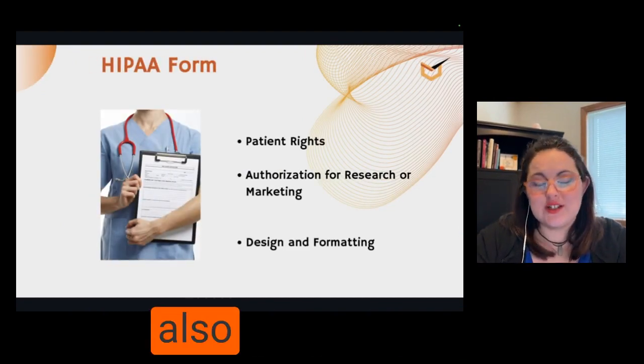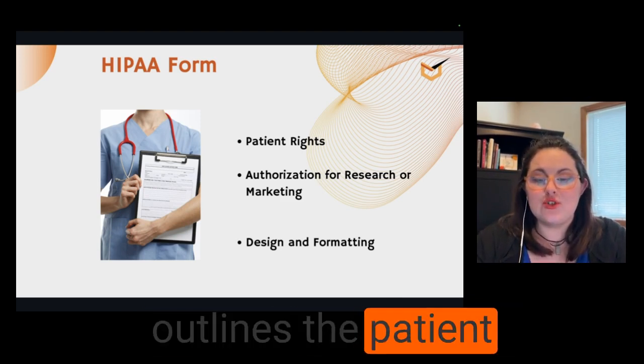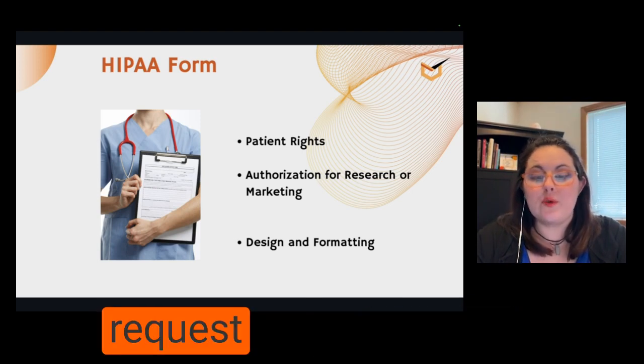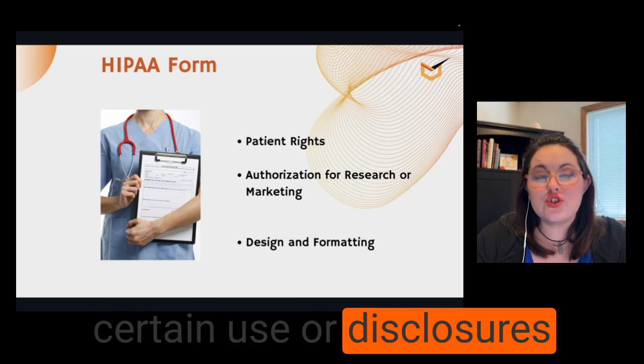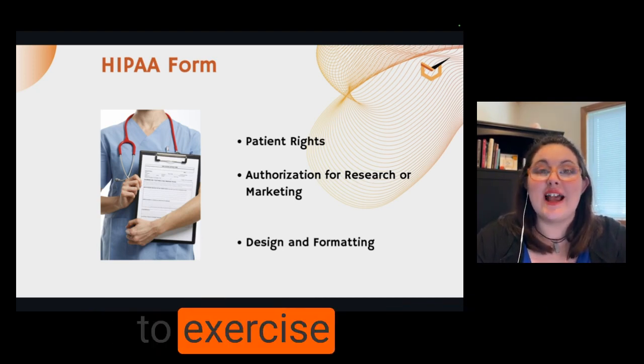All right, so you're also going to want to include whatever your patient rights are. Include a section that outlines the patient rights under HIPAA, such as the right to access their medical records, request amendments or corrections, and restrict certain uses or disclosures of their information. Provide contact information for patients to exercise these rights.